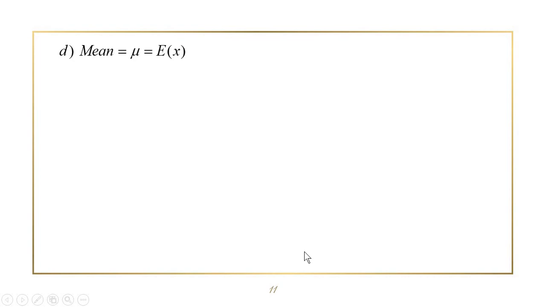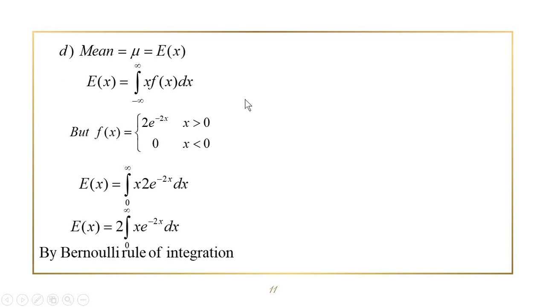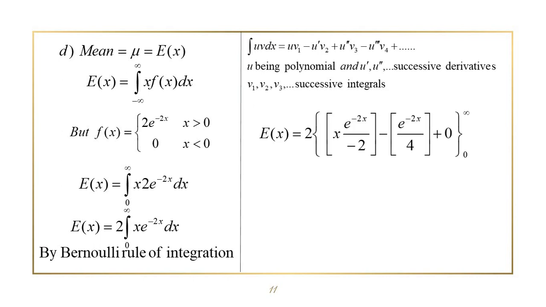Now let us find out the mean. You know, this is the formula for mean. And since f of x is this function, that means it is not equal to 0 when x is greater than 0. So you have to integrate from 0 to infinity. We can use the Bernoulli rule of integration here. You know this is the Bernoulli rule.